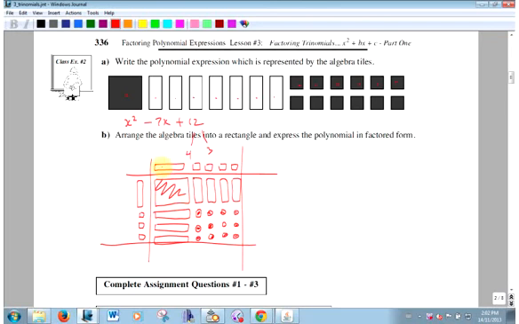Should I make this a positive or leave them negative? Let's see if it works. Positive times positive is positive. Positive times negative, that makes all these negative. Check. Positive times a negative, that's these negative. Check. And negative times negative, make those positive. That looks like it works.